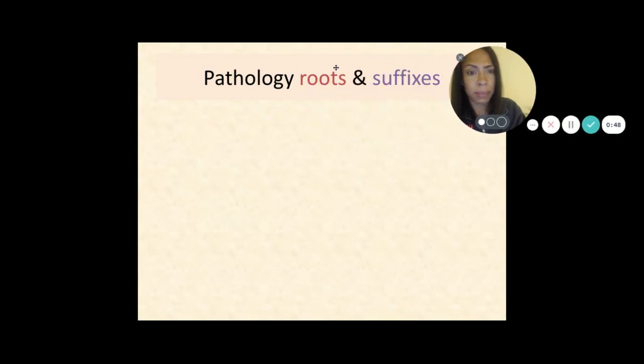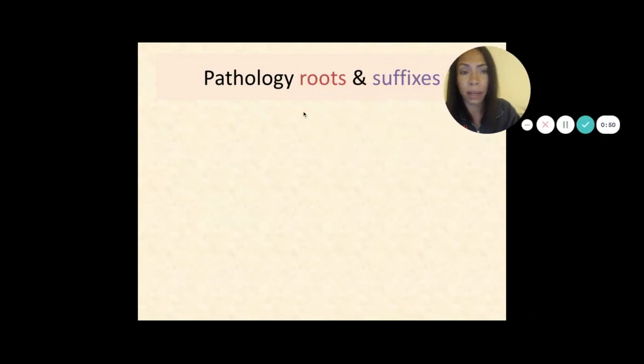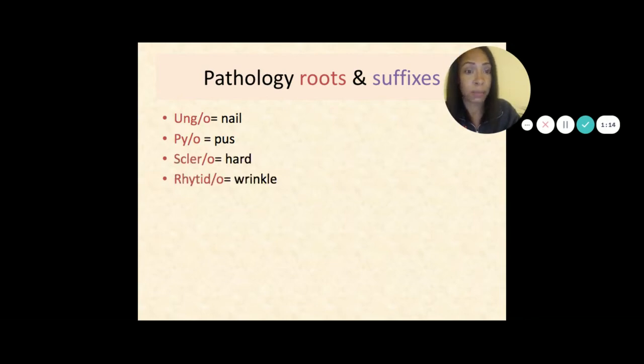So let's look at some common roots and suffixes that are going to be helpful for you to create terms to describe different skin conditions. In addition to the color terms that I gave you last lesson, look at the following. You have terms to describe nails. Pyo will be used frequently, so pus. Sclero, so hardening of the skin. Rhytido means wrinkle. Leuco means white, so yet another color term.